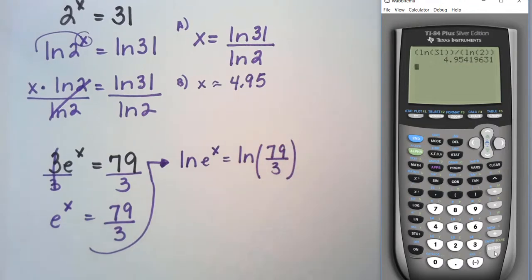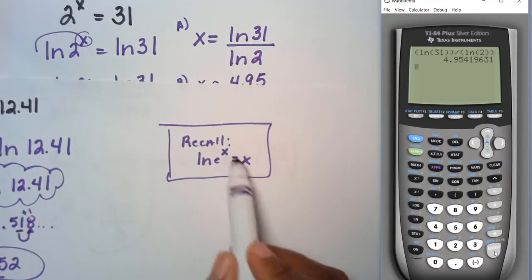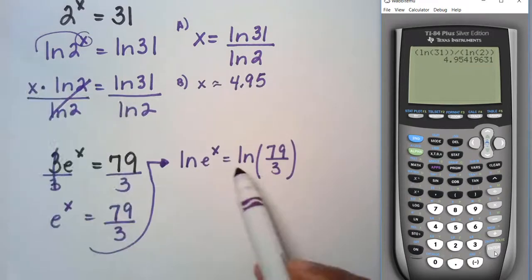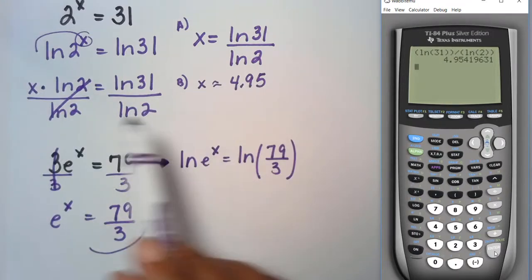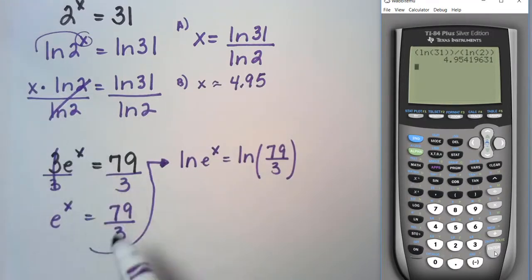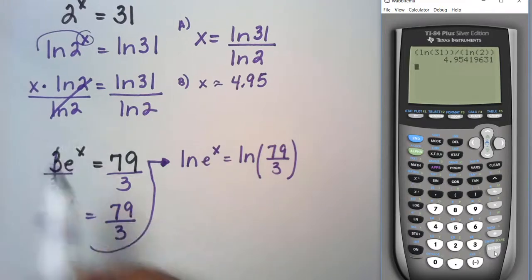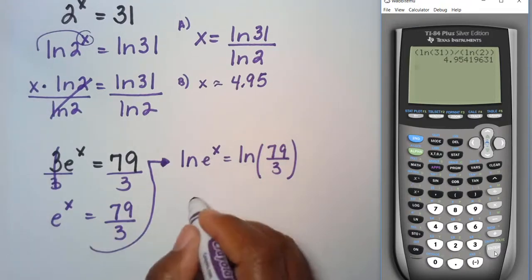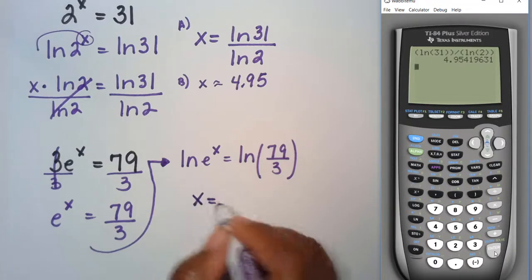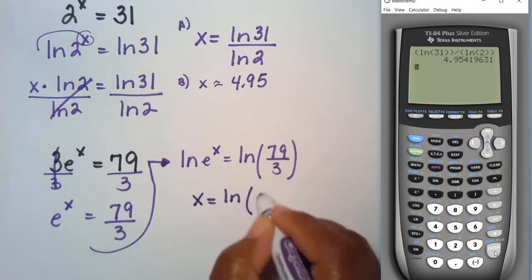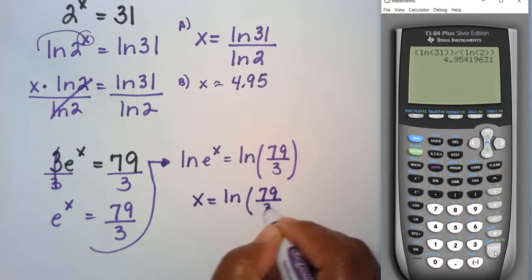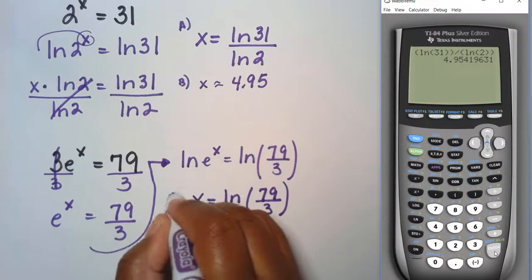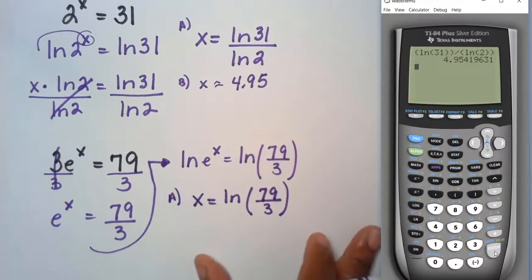And remember, whenever we have ln of e to the x, it is equal to x. Now here again, can you take this x, bring it down like we did in the previous example? Yes, you can. But because you have some properties, and I want you to learn the properties, we don't have to go through that extra step. So ln of e to the x is going to give us x equals ln of 79 over 3. So this is part A. This is our natural log.